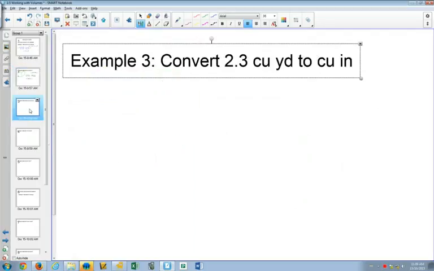This one's going to be a little bit more difficult because on our formula sheet, we can convert from cubic feet to cubic inches and from cubic yards to cubic feet.